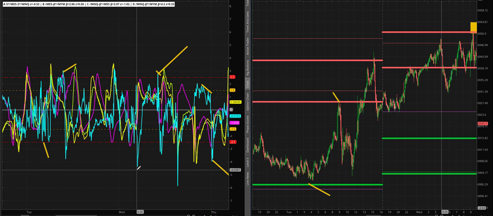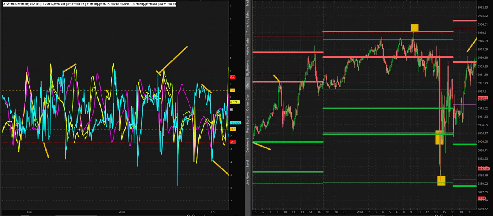Okay. All right. So this could be something to look at to trade, especially if you want to trade the markets like this. Thank you.